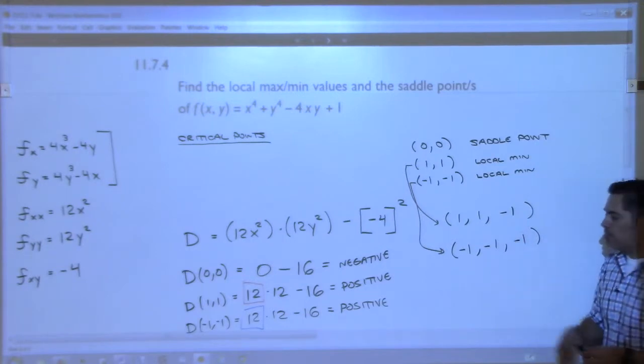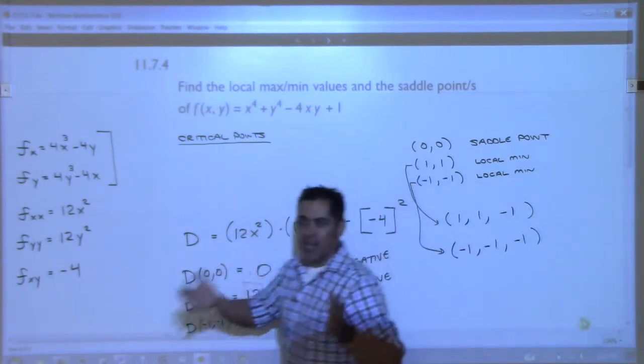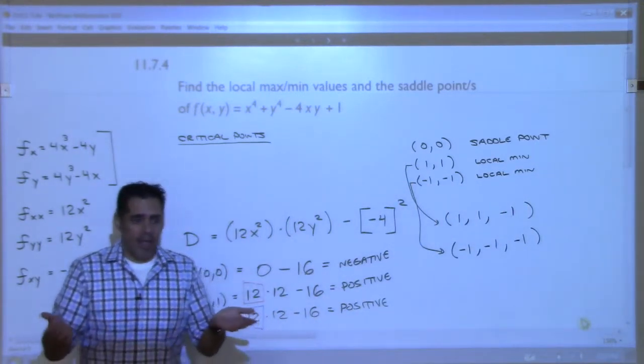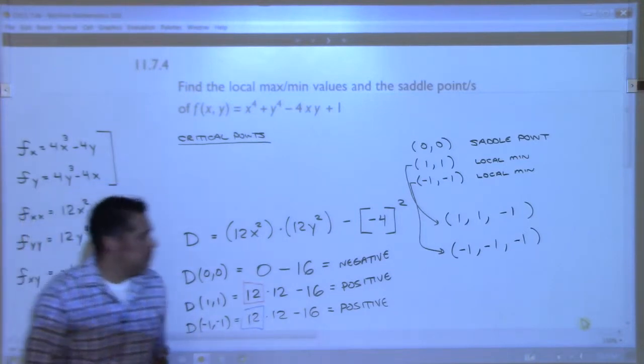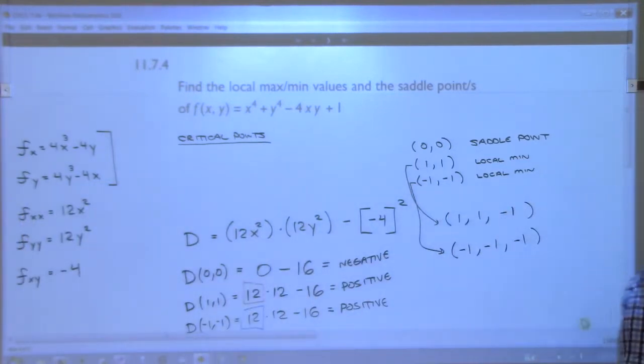So what we should see when we graph this is at 2 points we have low points, and then in the middle we have some sort of saddle. At 0, 0 we have some sort of saddle point.